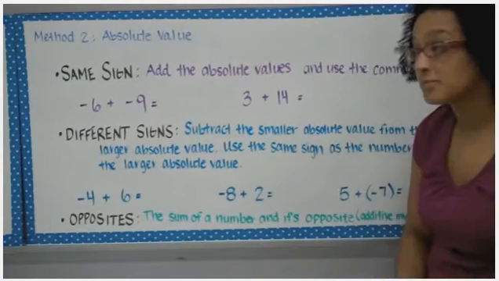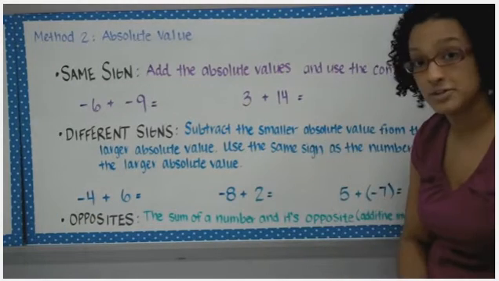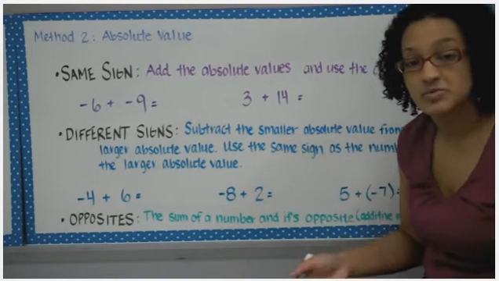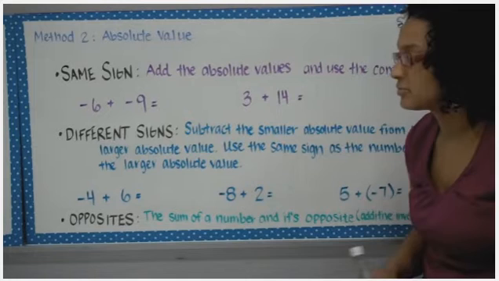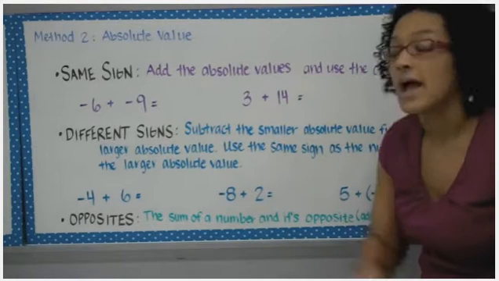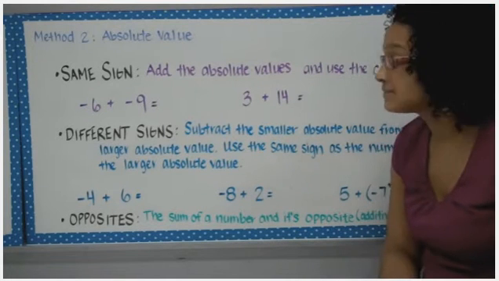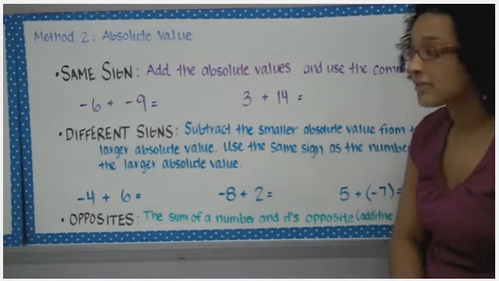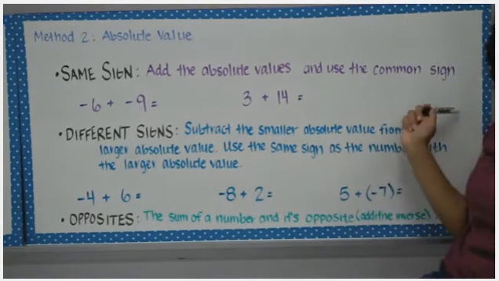The second method we're going to talk about uses absolute value. So this is one of those things where there's rules and you just have to memorize the rules. So if we're adding numbers that have the same sign, 2 numbers with the same sign, we add the absolute values together and we use the common sign.